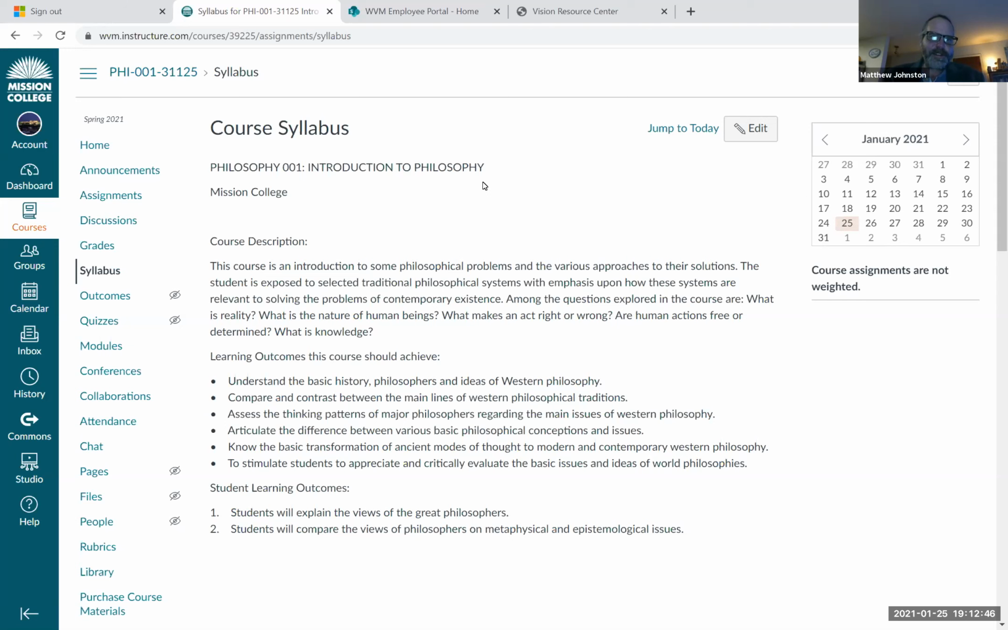All right, so this class is an introduction to some philosophical problems and the various approaches to their solutions. The student is exposed to selected traditional philosophical systems with an emphasis upon how these systems are relevant to solving the problems of contemporary existence. Among the questions explored in this course are: what is reality? What is the nature of human beings? What makes an act right or wrong? Are human actions free or determined? And what is knowledge?